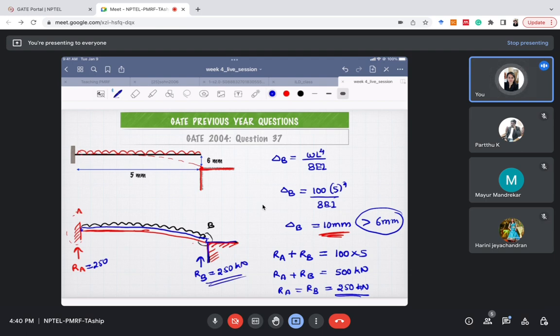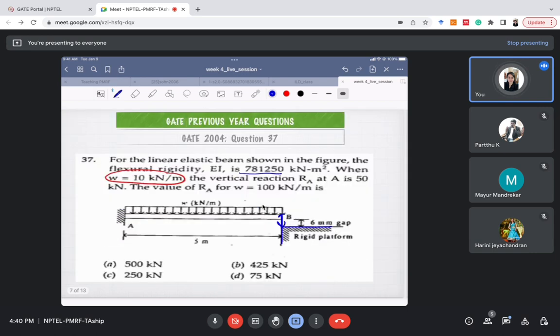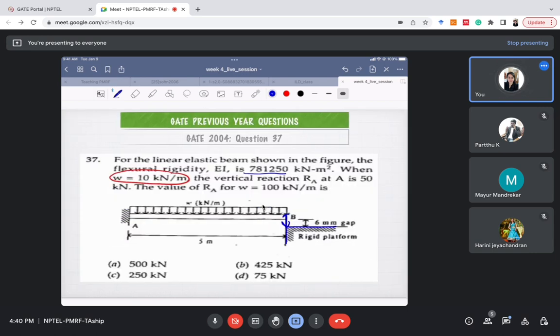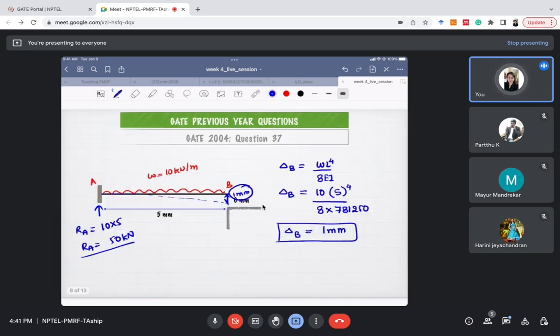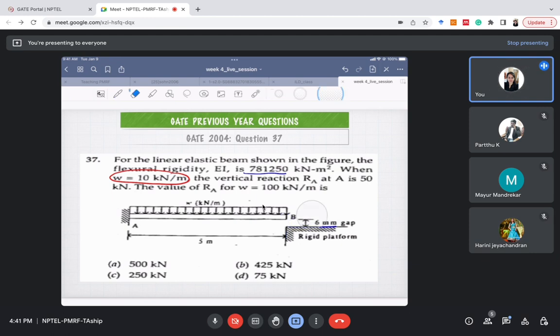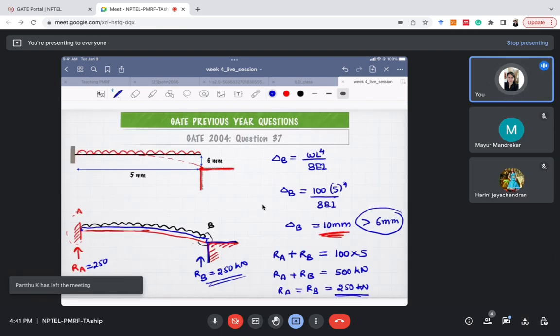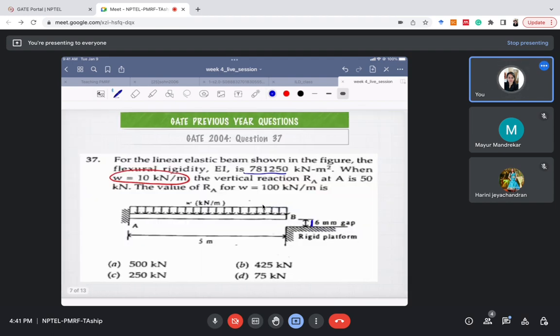So that was the significance of this 6 mm gap which is given to us. If, because of this 100 kilonewton loading also, this platform distance were, let's say, 16 mm, then 16 mm is greater than this 10 mm. So in case 2 also, this platform would not be playing any role. In that case this would have been simply 500 kilonewton, because then RB would not be playing any role.